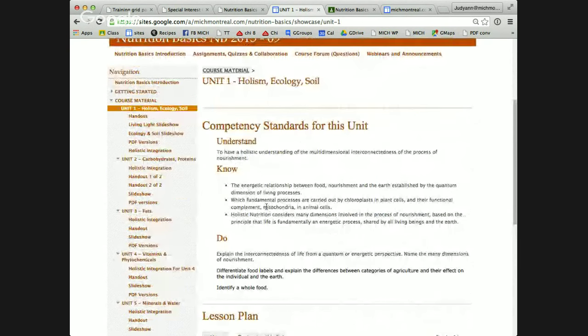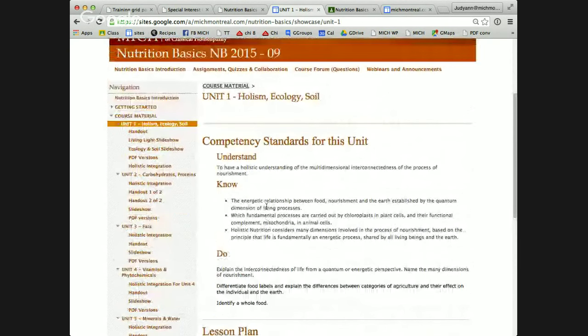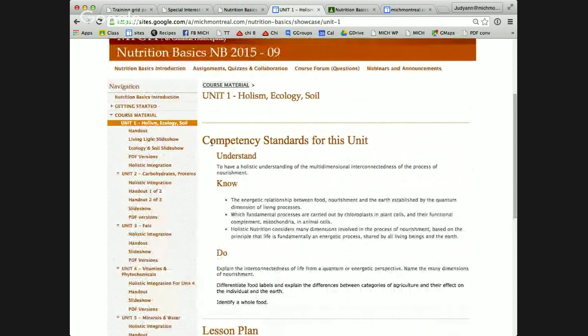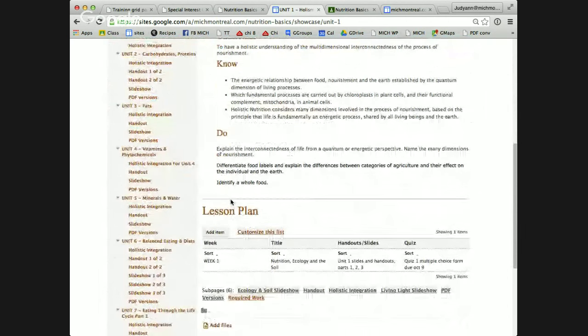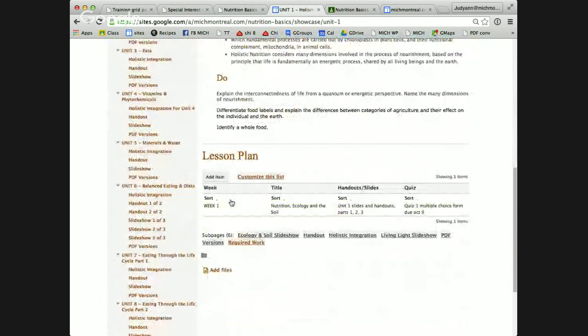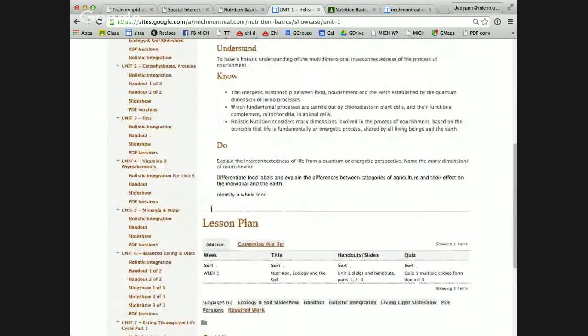So there's always a practical element, there's a knowledge element, and then there's a deeper understanding in everything that we teach. You also get the lesson plan, just the lesson plan for this particular week, so that you can have that at your fingertips as well and know exactly what's going to be covered and what you're going to be quizzed on.